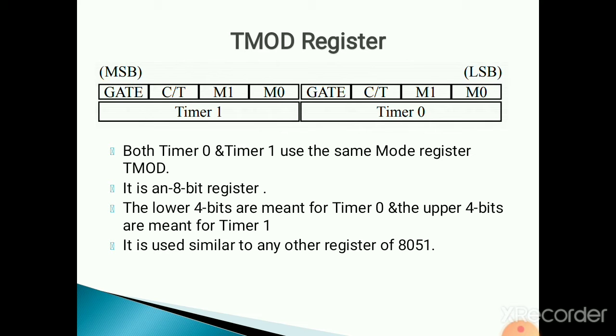Next is the TMOD register. Okay, this register selects the mode of the timers T0 and T1. As shown in this figure, the lower 4 bits, meaning bit 0 to bit 3, refer to timer 0, while the higher 4 bits, bit 4 to bit 7, refer to timer 1. There are in total 4 modes and each of them is described here.